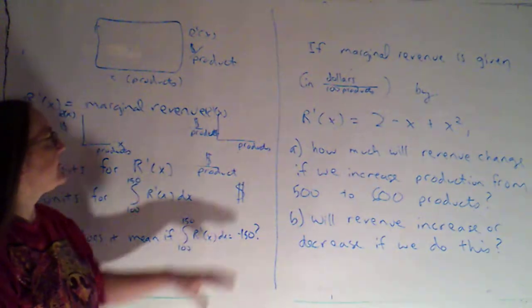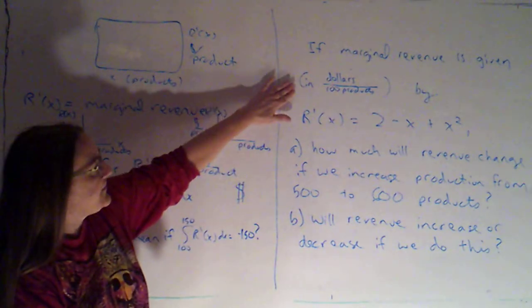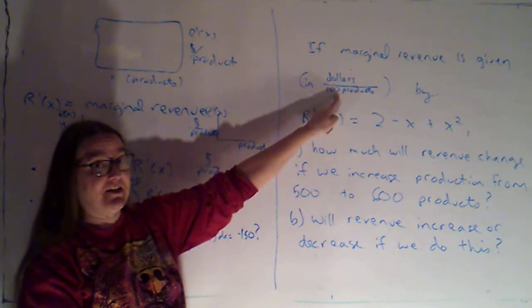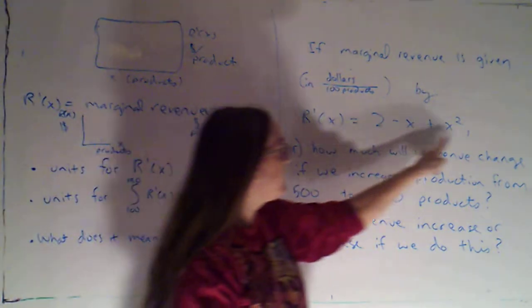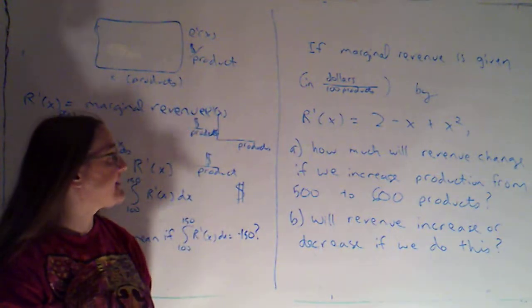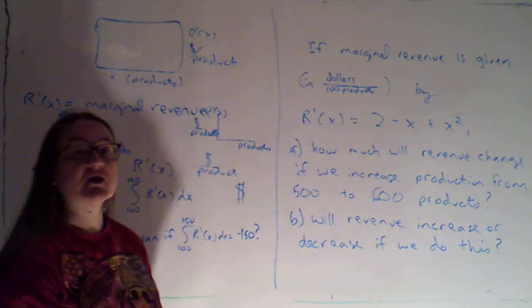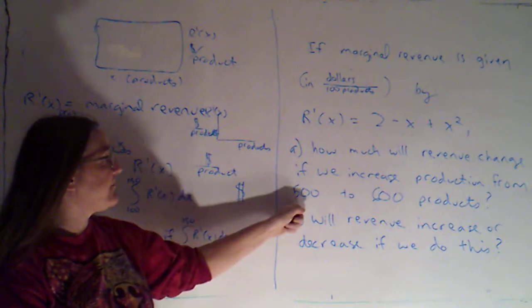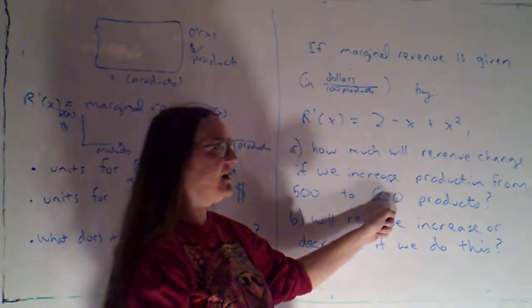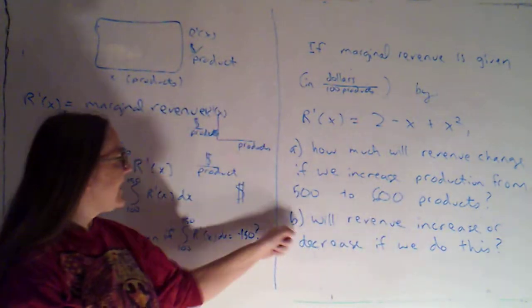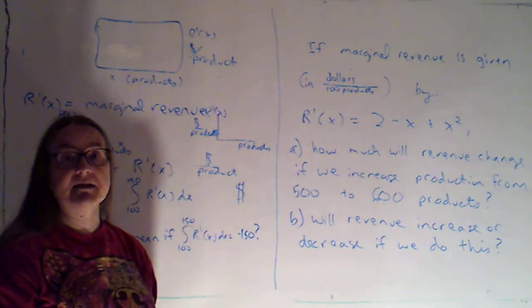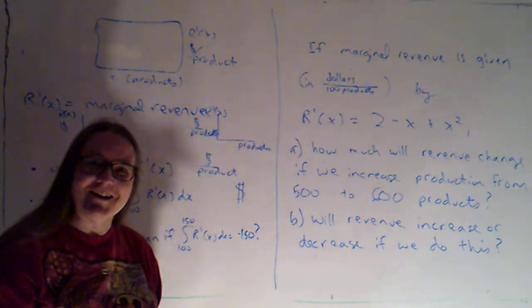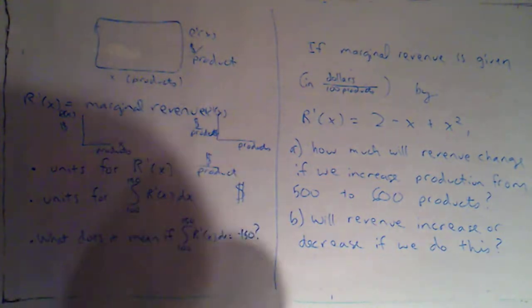Now, here's the next one. Okay, marginal revenue is given in dollars per 100 products, so be careful with the units here. And it's given by this formula. R prime of X is 2 minus X plus X squared. And I'm asking two questions here. First of all, how much will the revenue change if we increase production from 500 to 600 products? And then, will the revenue increase or decrease if we do this? Okay. So I'm going to suggest again that you pause the video, try to work that out, and then tune back in.